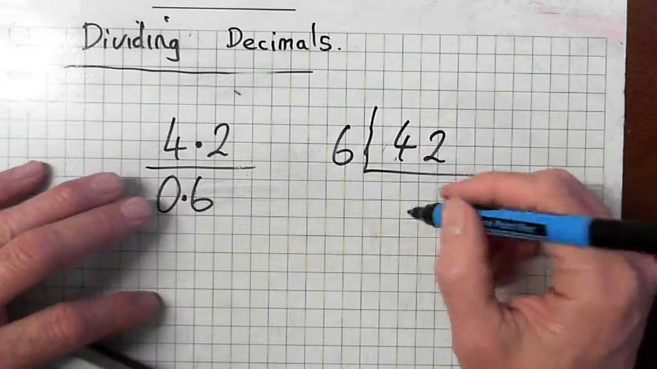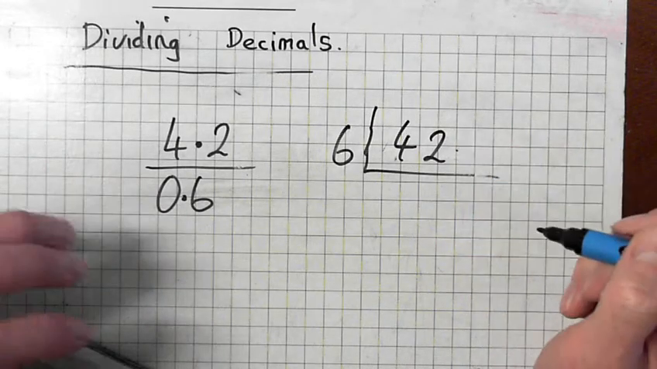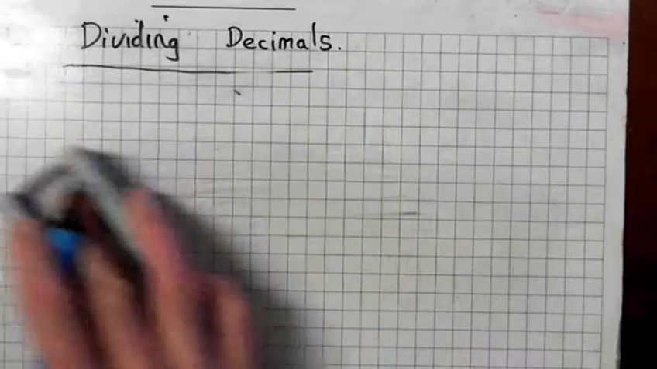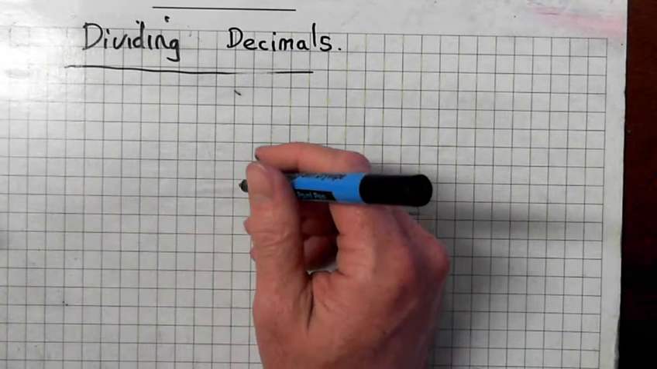We can put a decimal at the bottom of your answer. I can put it there if I want. 6 into 42? 7 times. Another one.